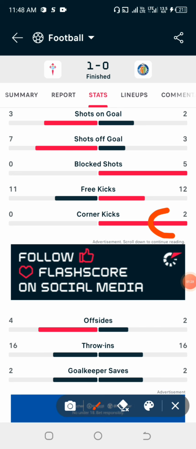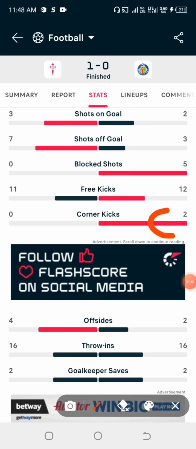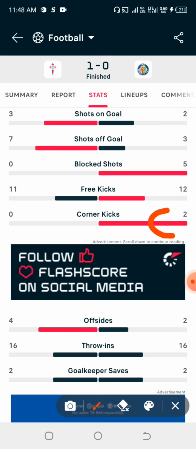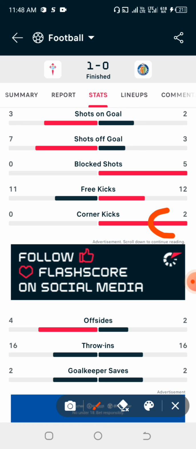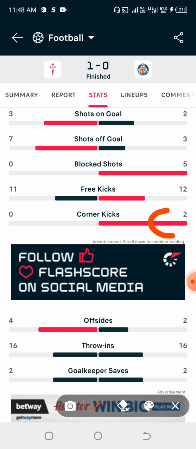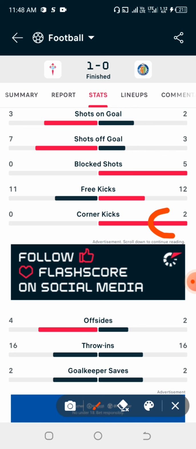If you look at this particular game, it ended up as under 2.5 corners, which is not really common in football games, because the least corners you should be expecting in a game should be around maybe 3, 4 or 5. So in this kind of situation where we only had just 2 corners in this game, which seems weird.